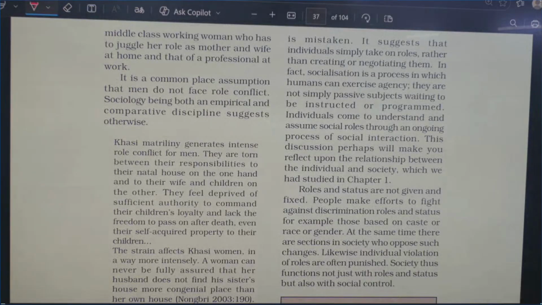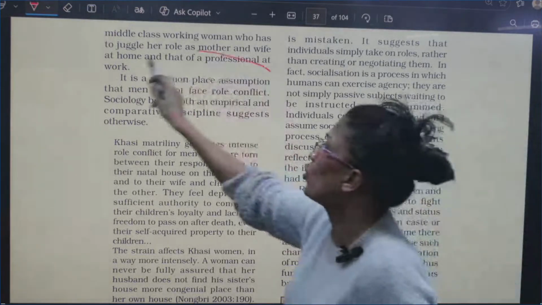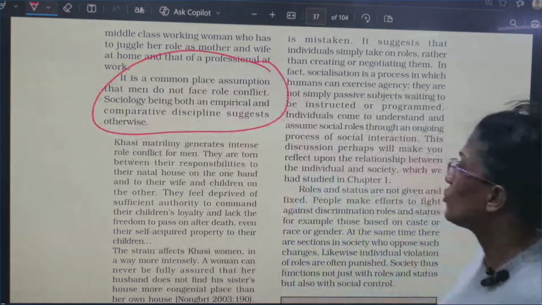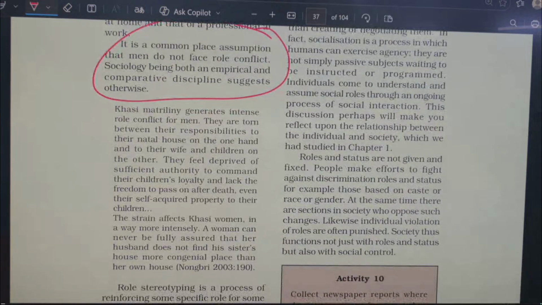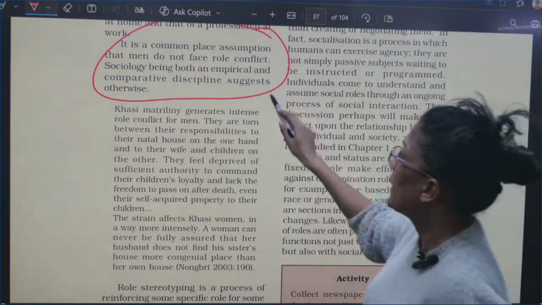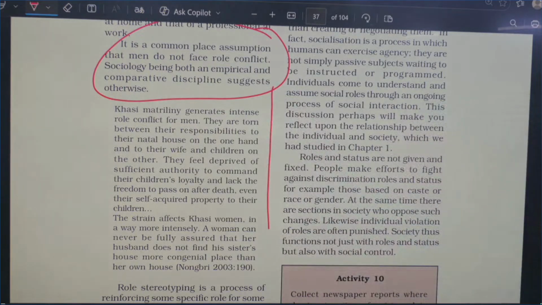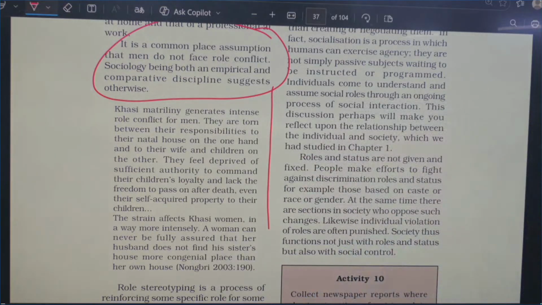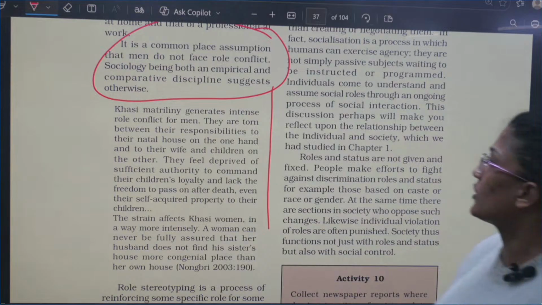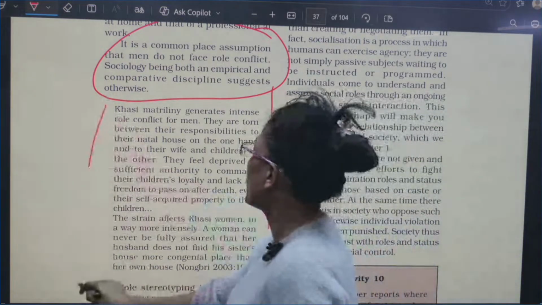It is a commonplace assumption that men do not face role conflict. So it is not like that. Even men face conflict. So Khasi matrilineal generates intense role conflict for men. They are torn between their responsibilities to their natal house on the one hand and to their wife and children on the other. They feel deprived of sufficient authority to command their children's loyalty and lack the freedom to pass on after death, even their self-acquired property to their children.